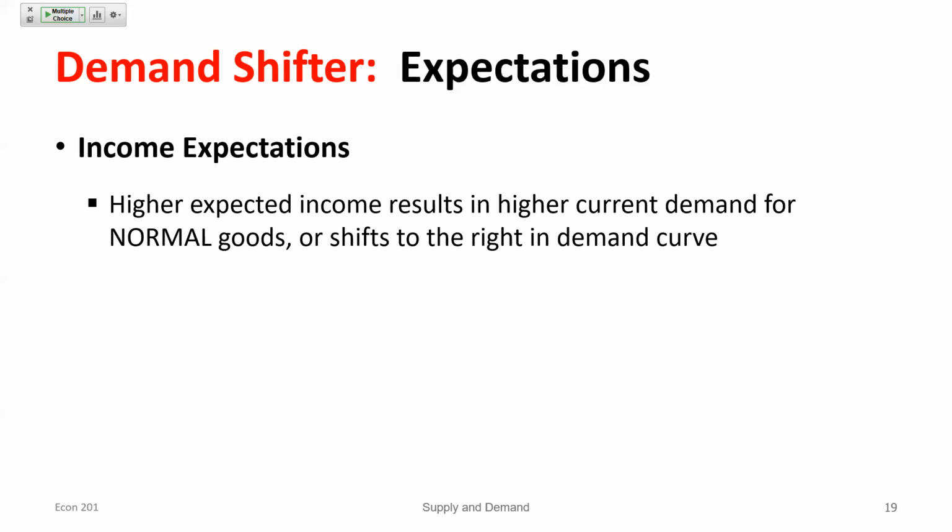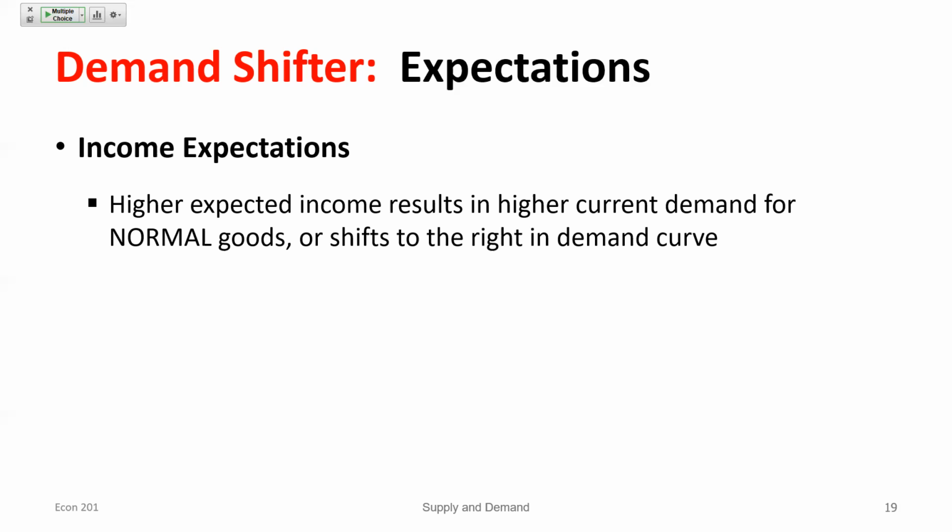So if we expect to have higher income in the future, that's actually going to increase current demand. So demand now would go up. And then the exact opposite would happen. If we had a decrease in future income, we would decrease our demand now for normal goods. So this is what it would look like for a normal good. We could call it the same. This is going to be the relationship for normal goods.